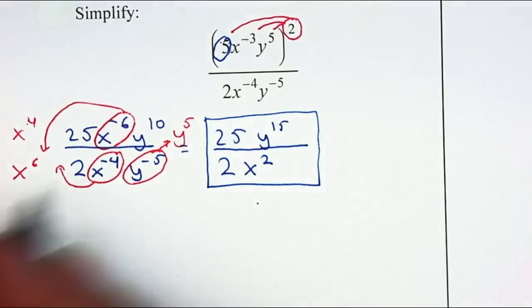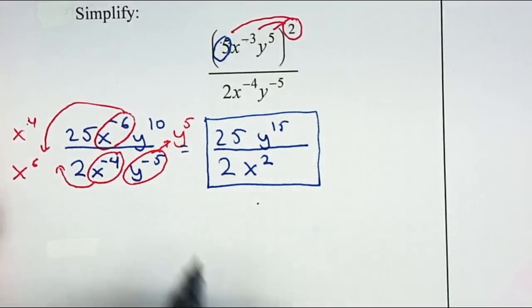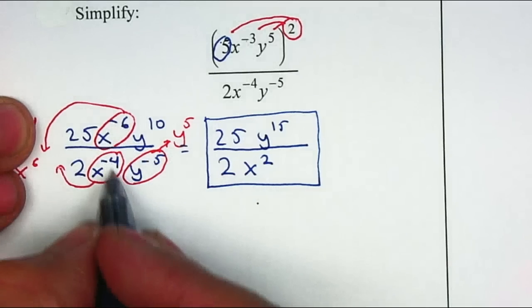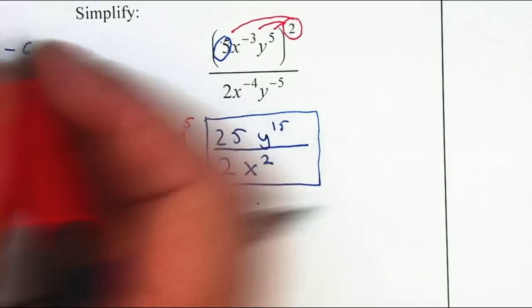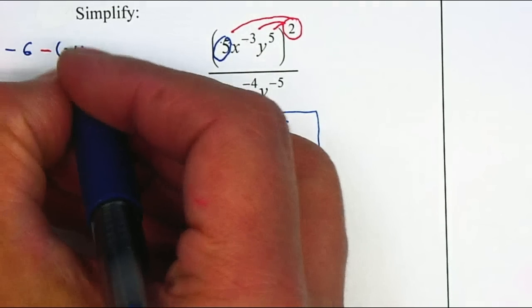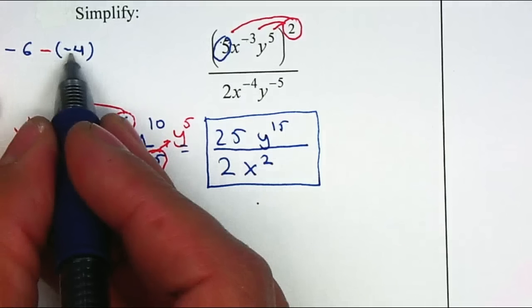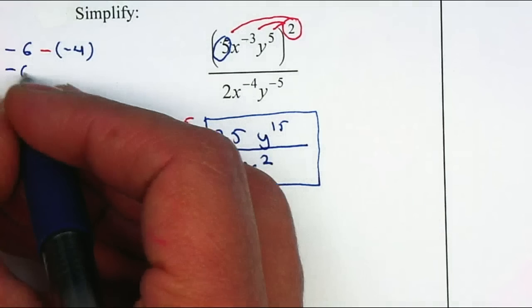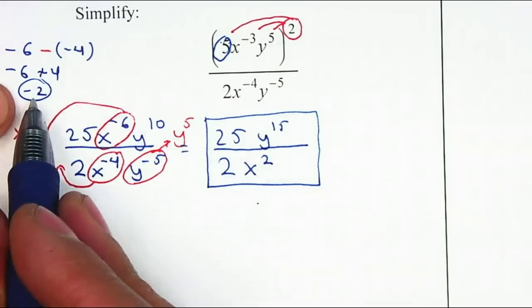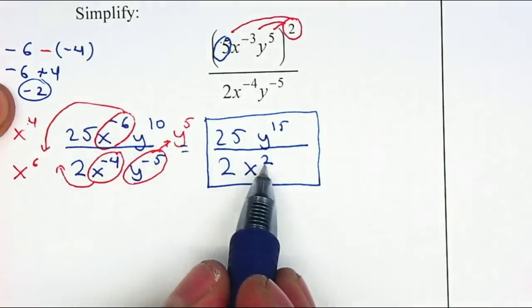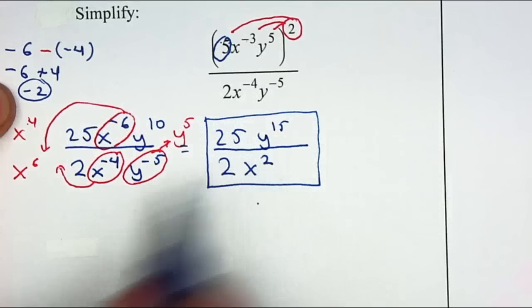Now remember, if you wanted to subtract, you can. You just have to be a bit careful. You can subtract negative 6 minus negative 4. With the double negative, it becomes a positive, so it's negative 6 plus 4, which is negative 2. And since it's a negative exponent, we're going to switch it to the denominator and it becomes a positive exponent.